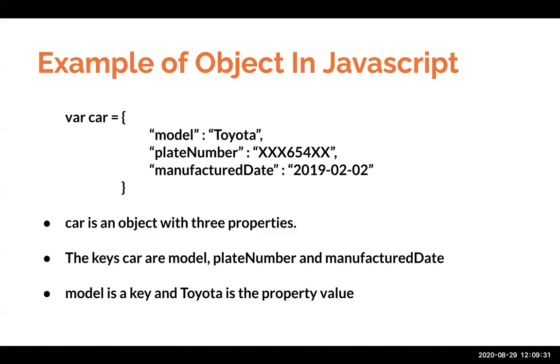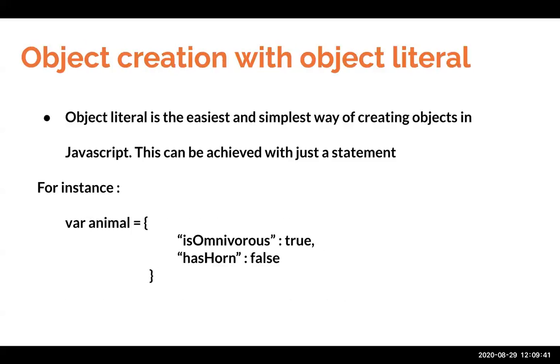You can see I just open the curly braces. Then I have my key and my value for this car. Same thing for creating this animal object as well. So this is the simplest and the easiest way to create. Just your curly bracket there, you are good. Just set your key and your value there.